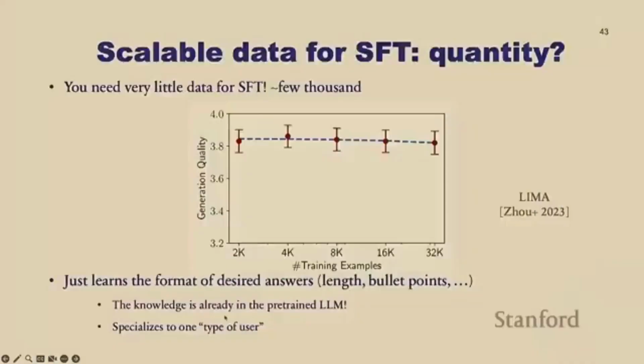All you do is tell the model to optimize for one type of user that it already saw in the pre-training data set. So the knowledge is already in the pre-trained LLM, and you basically just specialize to one type of user. Great. Any question on SFT?